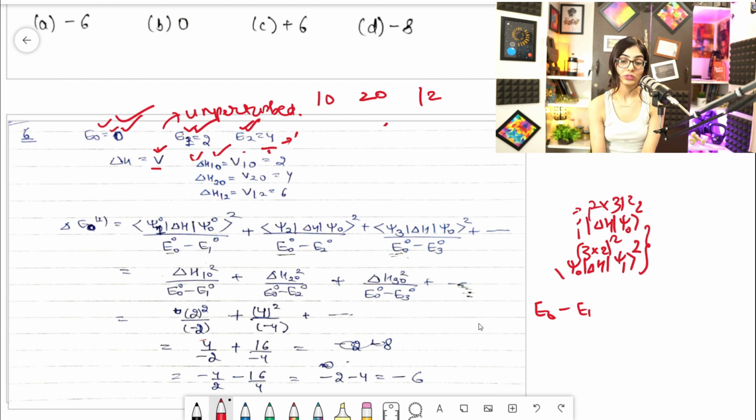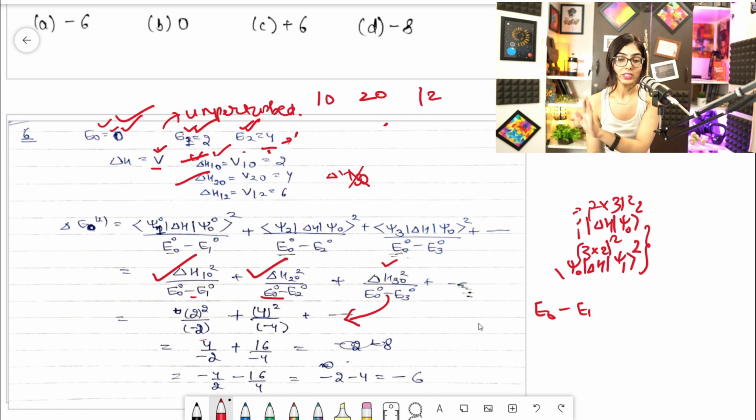Also this del h 30 is not given. So you'll not put the value of del h 30 also. I told you, you'll take the values till the time whatever is given in the question. So in the question only 10, 20 is given, so you'll take only two things, this one and this one. This thing I don't have anything to put over here. So just neglect it, leave it till there, and you will solve only two terms like this.